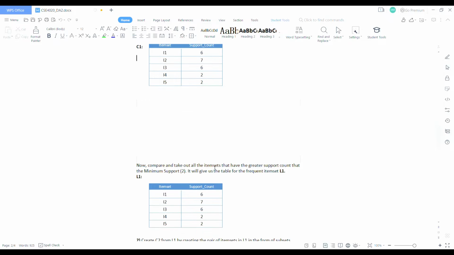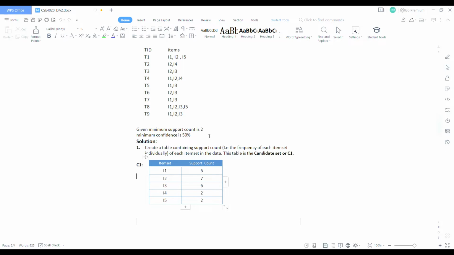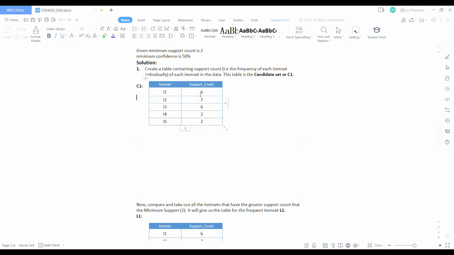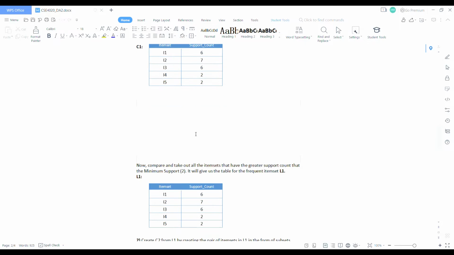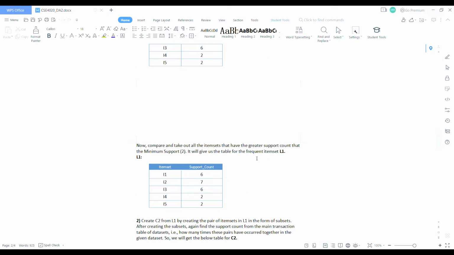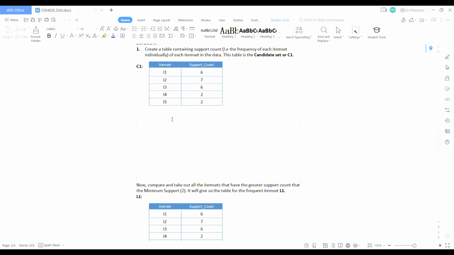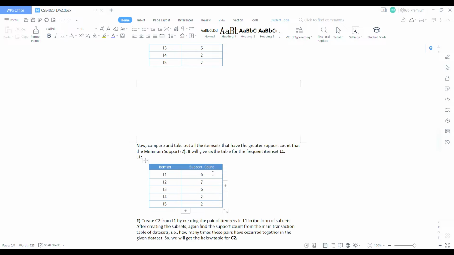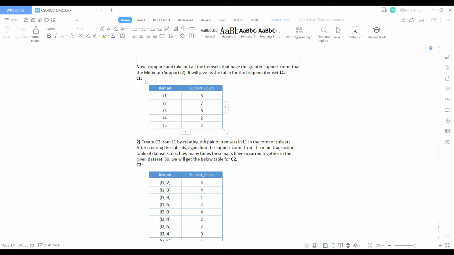Now what we need to do is compare and take out only those items that have a support count at least equal to the minimum support. It is given in the question that the minimum support is 2. So we will select those items which have a support count of at least 2. Doing that, we'll get the table L1, that is, the frequent item set L1. In this case, we can see that all the item sets in the C1 table are also in L1 because they have a support count that's greater than or equal to 2.